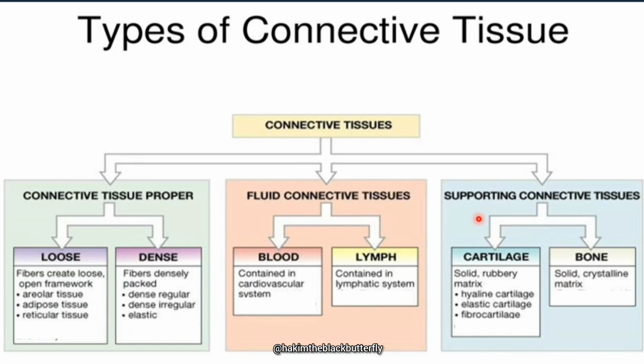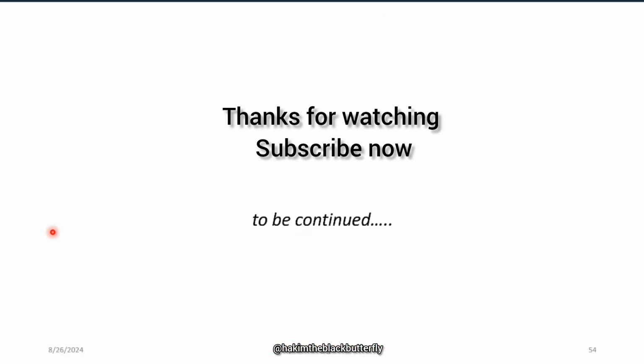So when we return next time, we are going to look at each of these in detail. We're going to look at the areolar. What is it? Where is it found? Why is it found there? The adipose, the reticular, all these. We shall look at blood in detail, lymph, cartilages, and bone. So read about these in detail so that when we return next time, we can have a good discussion about them. So that's what I had prepared for you today.